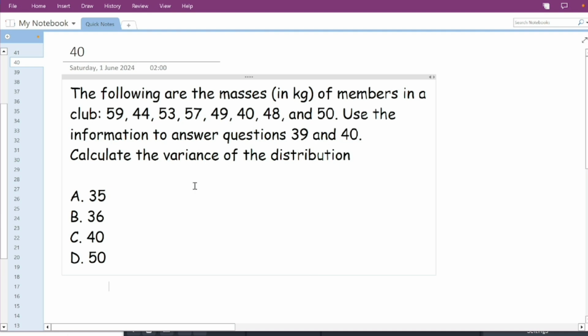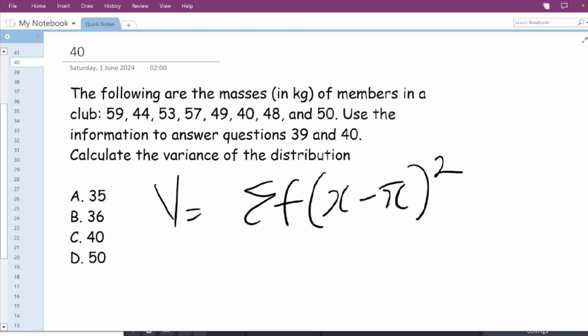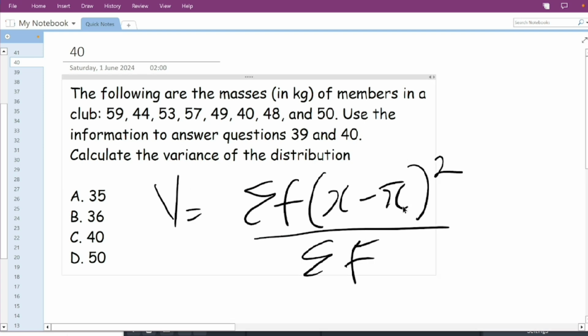Let's start with the formula for variance. V is equal to the summation of frequency times (x minus x bar) all squared, where x bar is the mean, over the summation of the frequency. Now we already have our mean, so we can skip finding it, but for better understanding, we can put it in a table and solve for the mean, then find the variance.